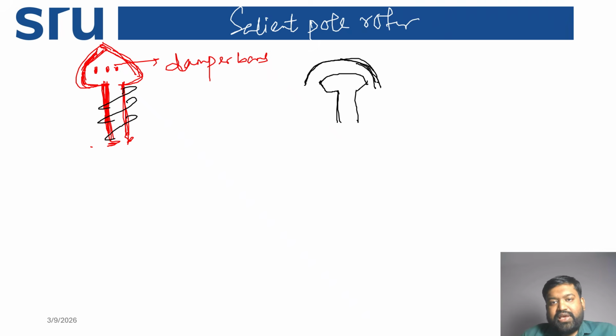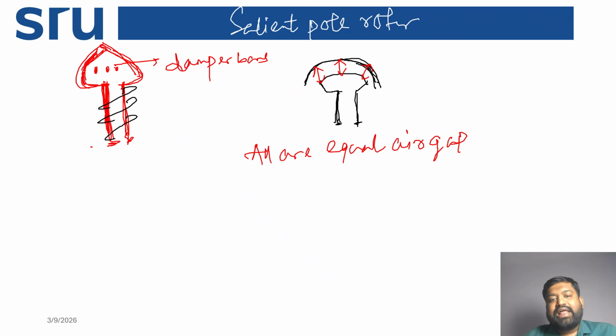Now you see, if it is like this, suppose we are giving a supply. And due to this supply, what will happen? You see the air gap between these two. This air gap is equal. This is also equal. This is also equal. Means all are equal air gap.